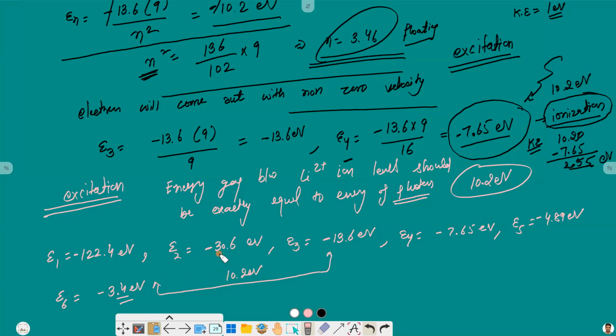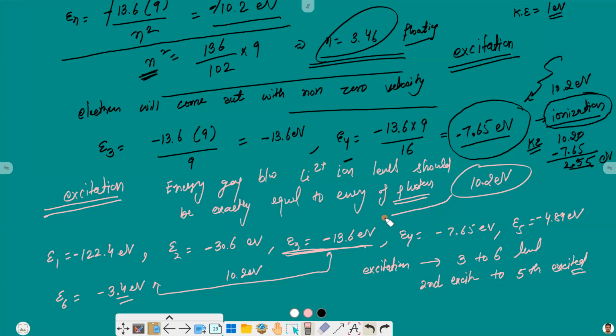So if it is mentioned that excitation is happening, then the electron will be excited from the third level to the sixth level. So for excitation to happen, the electron will transit from the third to the sixth level, or from the second excited state to the fifth excited state. This is for excitation. But for ionization, the electron in the third orbit cannot absorb a 10.2 electron volt photon and get ionized because the energy is less.